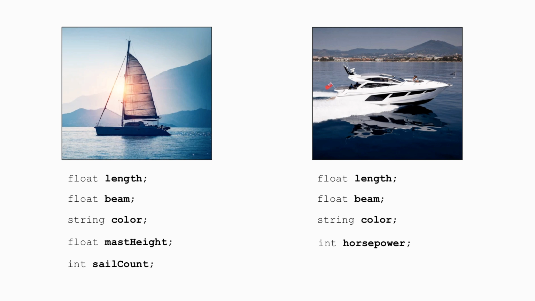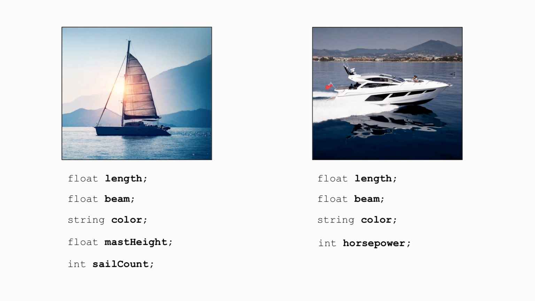Our options are either to create one boat class, so if I'm representing a sailboat, I would still have this horsepower field, even though sailboats don't really have horsepower. And similarly, if it was a powerboat, it would have a mast height and a sail count, even though those things don't apply in any way to a powerboat. So one option is just to have one boat class, but for any boat you're representing, it would have some fields that really don't apply. The other option is to split this into two classes, maybe a sailboat class and a powerboat class.